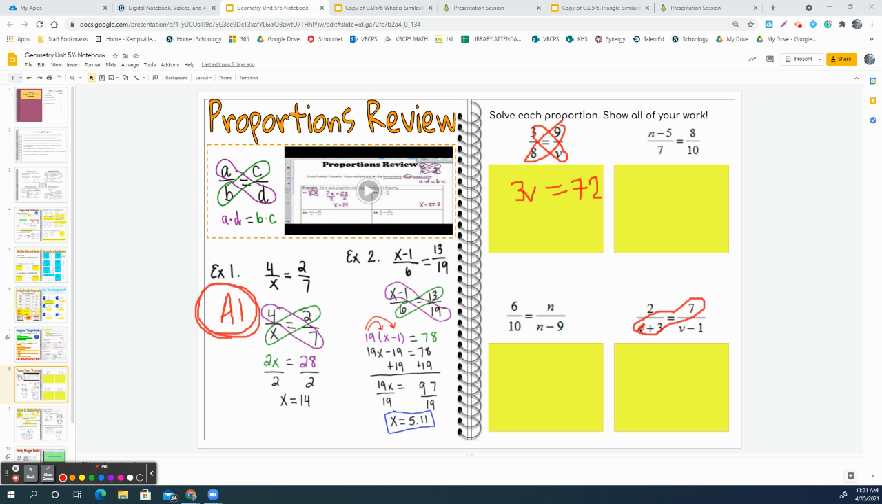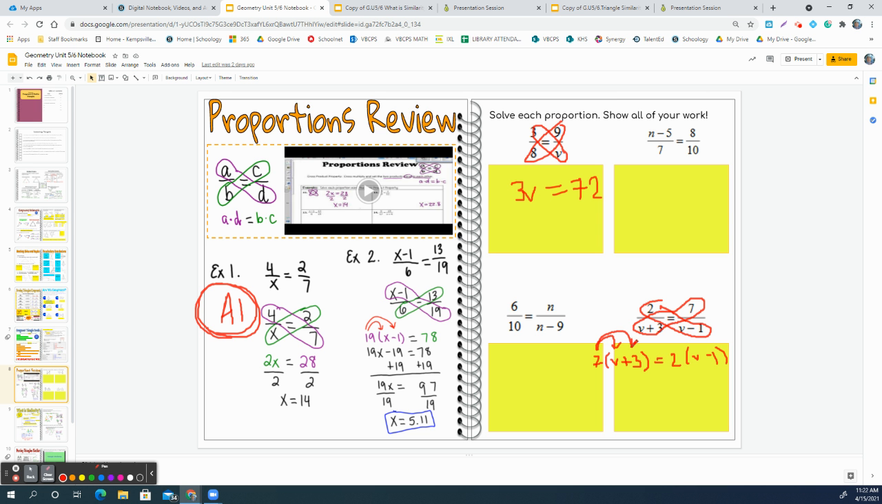So 7 times V plus 3. 7 times V plus 3. And then I multiply across the other diagonal. 2 times V minus 1. Does it matter which one of these comes first? It doesn't really matter. I can multiply the right or the left. What matters is distributing.